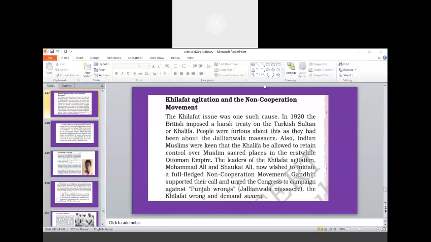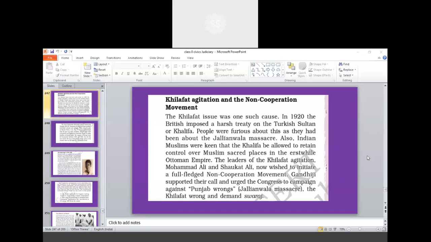In World War One, Turkey supported which country? Turkey supported Germany. And result of World War One, which country won the war? Britain won the war. So Khilafat movement, I was explaining to you that Khilafat movement started basically in Turkey.